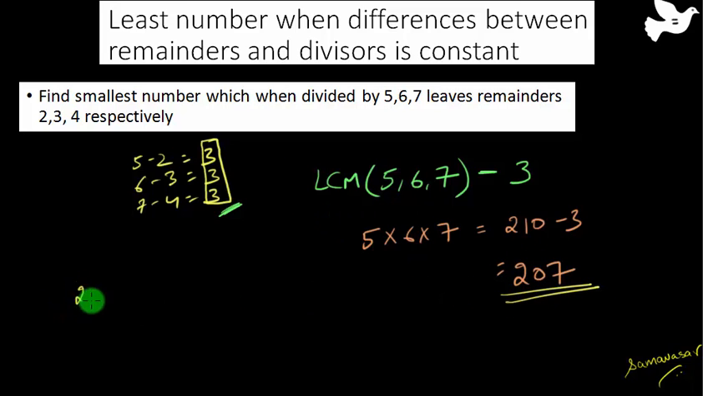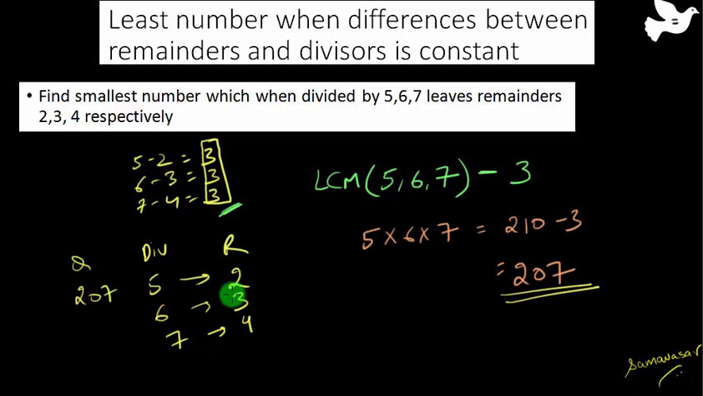You can check: when 207 is divided by 5, this is the quotient, this is the divisor, this is the remainder. The remainder will be 2. Divided by 6, it will leave a remainder of 3, and divided by 7, it will leave a remainder of 4. So whenever the difference between the divisors and the remainders is constant, you find out the LCM of the divisors and then subtract the difference. This is how you solve these questions.